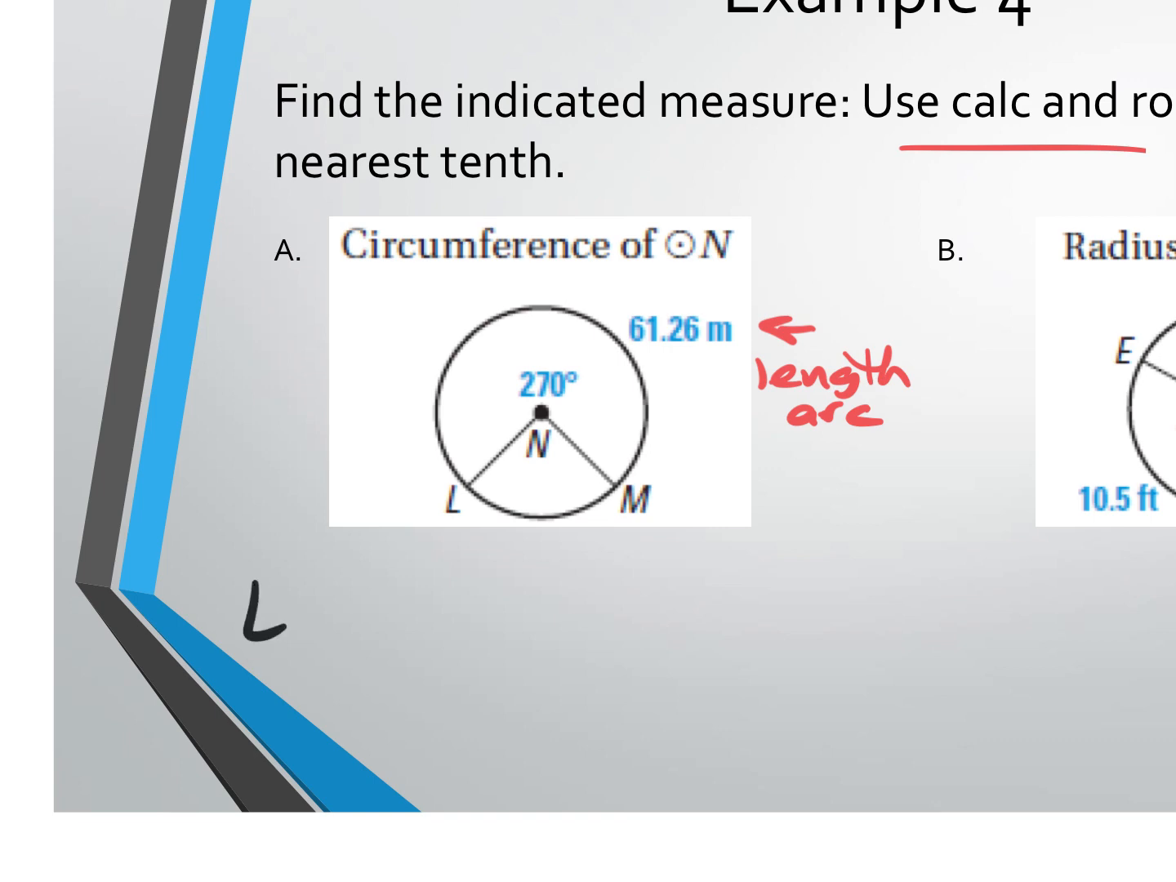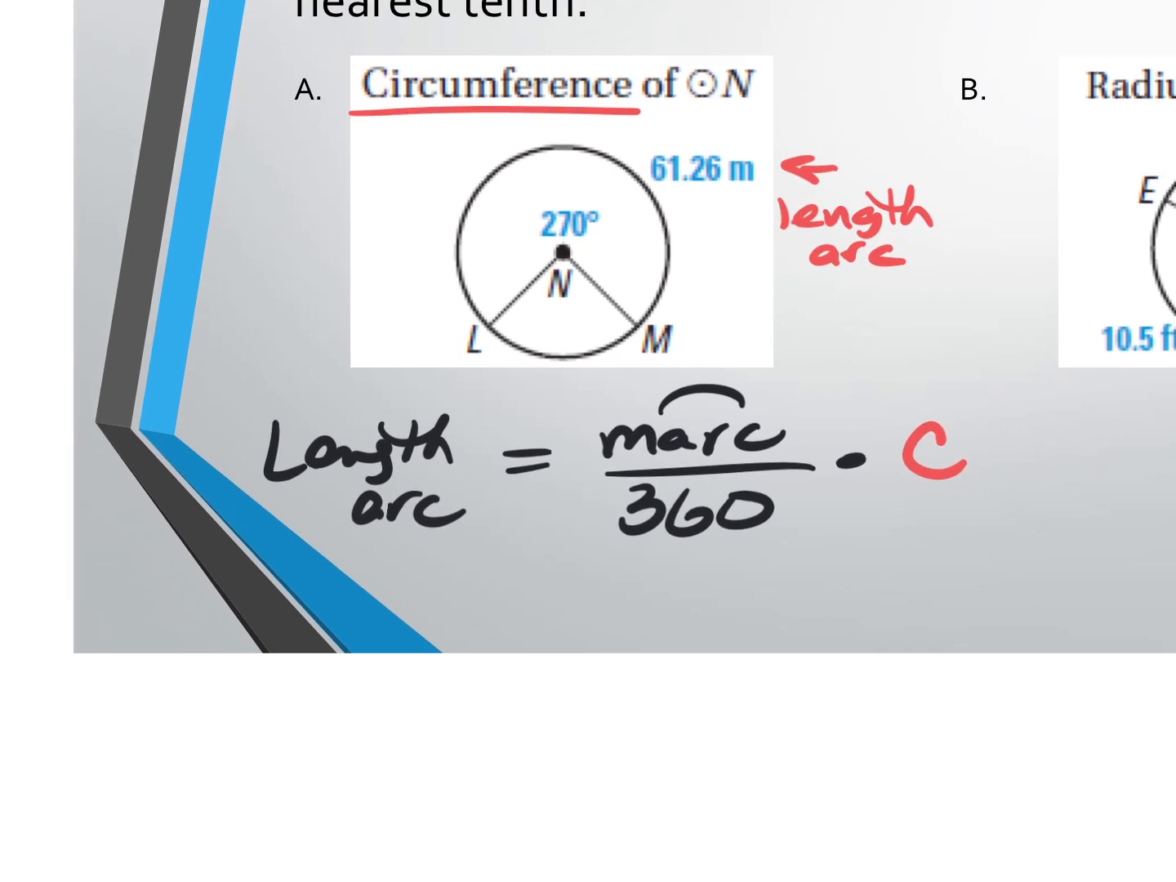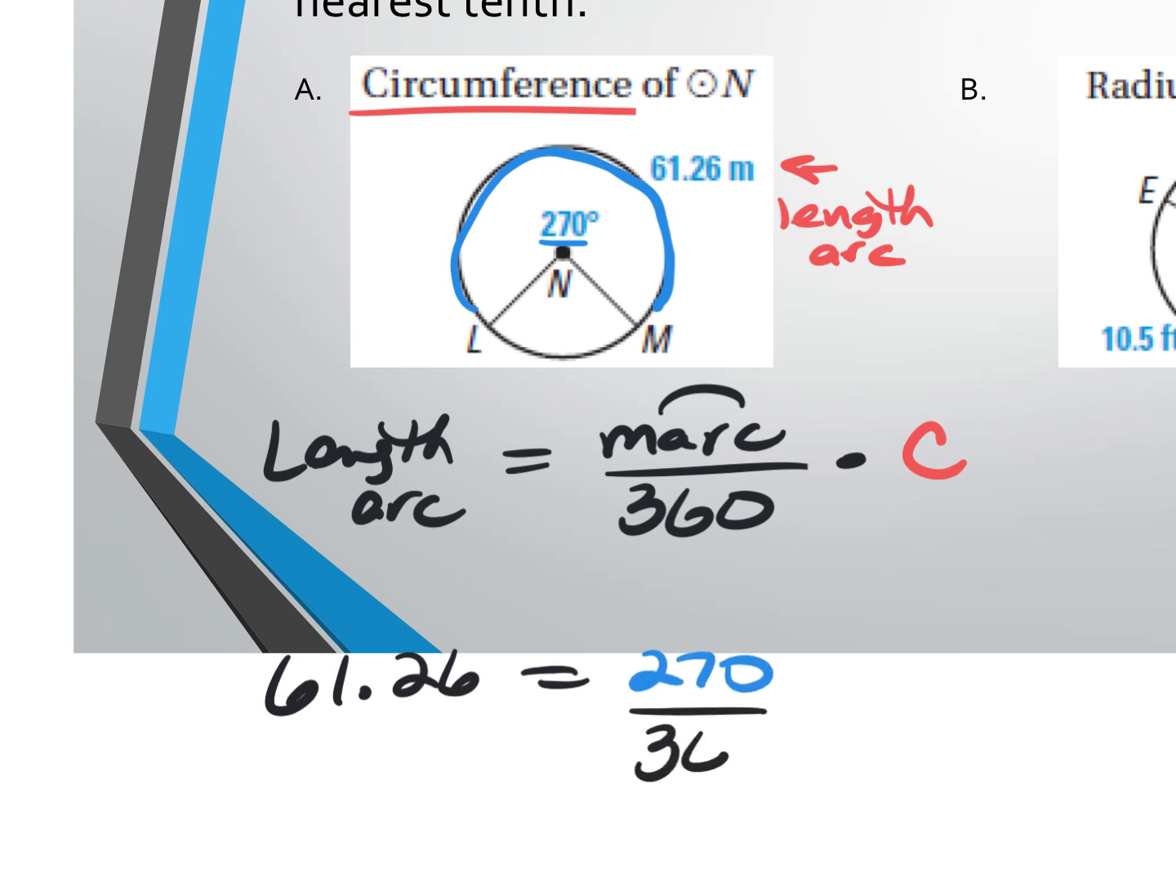So again, I'm using length of the arc is equal to measure of the arc divided by 360, and then they want us to find the circumference. So I'm going to put just the C here because that's what we're solving for. So I'm going to fill in what I have. The length of my arc is 61.26. The measure of my arc is right here, same as its central angle, 270. And then times C.